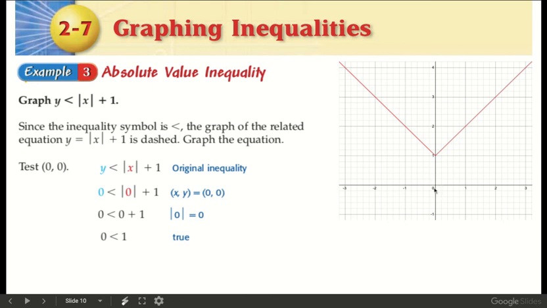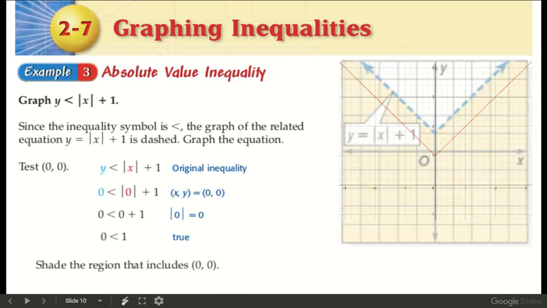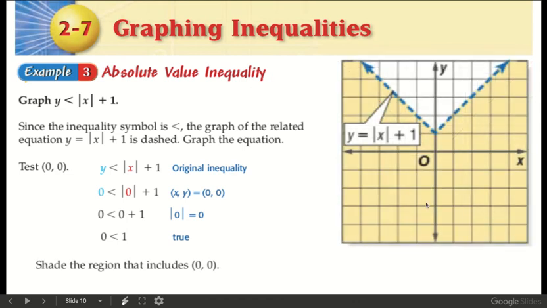Since this is part of the solution, that means everything below the graph here is going to be part of the solution, so I would want to shade it. I'm going to go ahead and shade that region, and my answer would look something like this. The absolute value inequality would be a dashed line, and I would shade everything below it, because remember, (0, 0) was part of the solution set. So that means everything below it will also be part of the solution set. That's how you would graph an absolute value inequality.